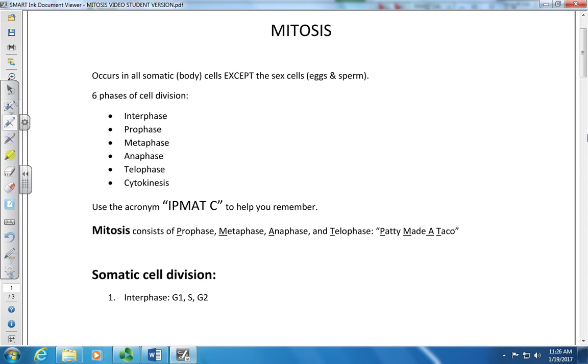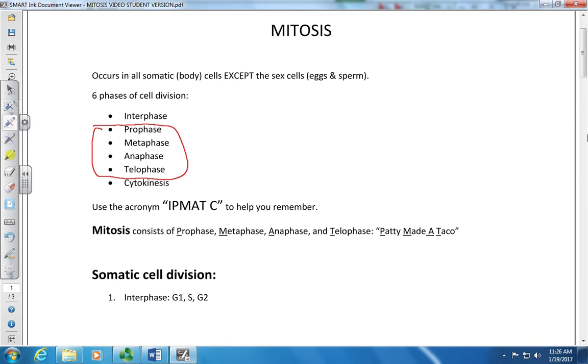I'm with Academic Assistance here at New River Community College, and today we're going to take just a few minutes to talk about mitosis. Now, mitosis is the process by which all of the somatic cells in your body divide, except for the sex cells, which are eggs and sperm. So there are 6 phases in cell division: interphase, prophase, metaphase, anaphase, and telophase. However, only these center 4 are actually labeled as mitosis.